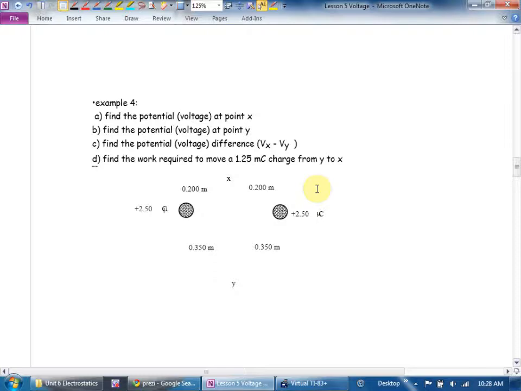By the way, what's that little symbol right there supposed to be? Microcoulombs. Live with it.